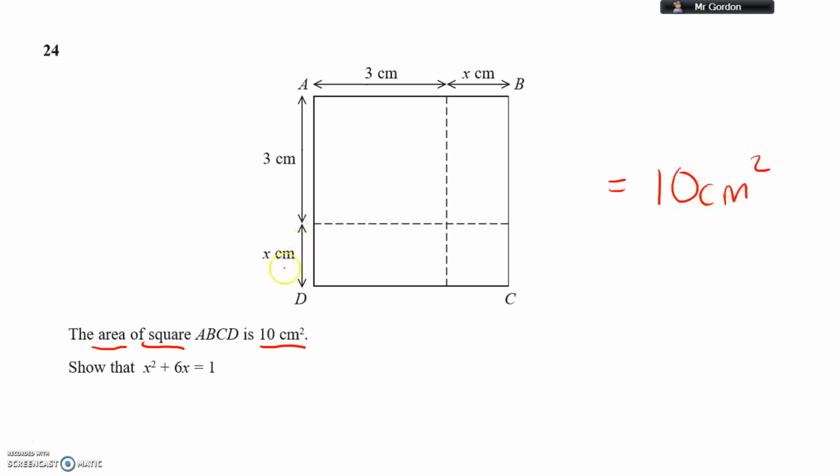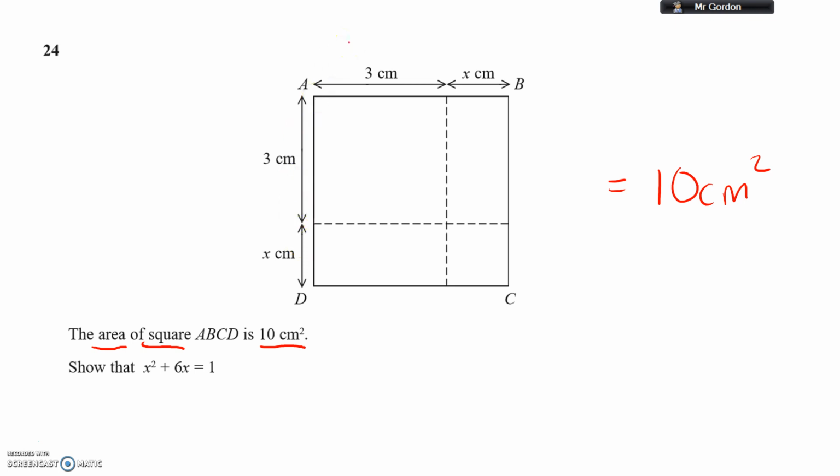Alright? Okay, so it says show that x squared plus 6x equals 1. And you might be thinking, what does that have to do with the area of a square being 10 centimetres? Okay? Well, we've got to form an equation. Okay, you can see that this square hasn't got any sides clearly labelled. It's not like it's 5 times 5 or 4 times 4.